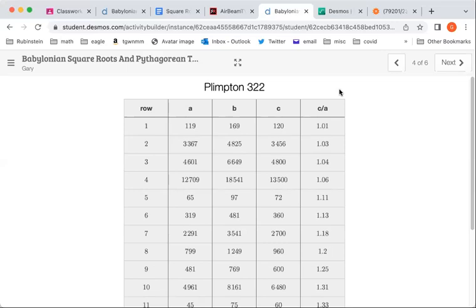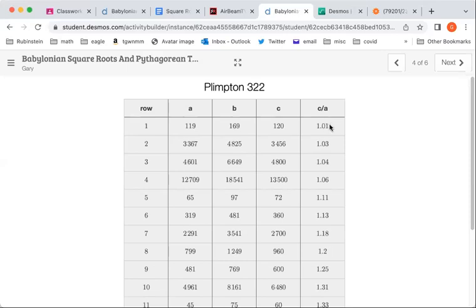Okay, so in 1945, a mathematician, historian, had a theory, and that's where the C over A comes in. He noticed, his name is Neugebauer. Professor, is that column C over A correct though? Because you said C was supposed to be B. Yeah, I should have called it B over A. Okay. Just because C is like the hypotenuse.